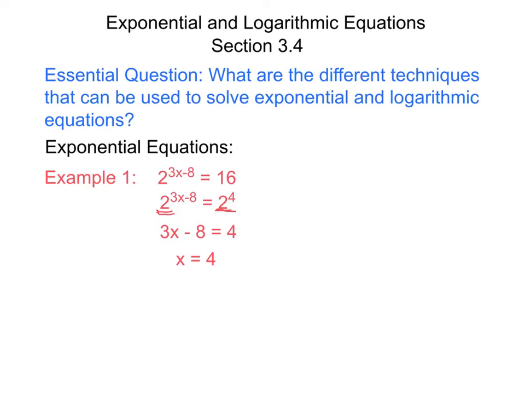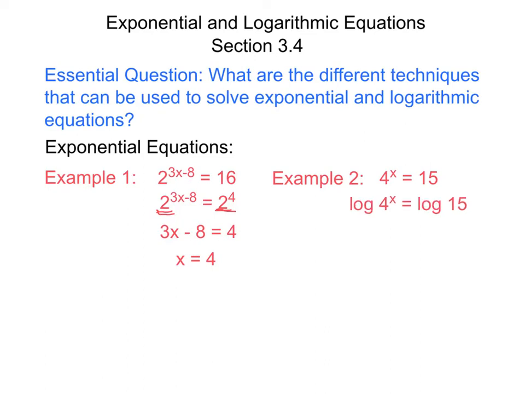So we have solved one type of exponential equation. Let's look at another example. Say I've got 4 to the x equals 15. Well, it's obvious that 15 is not a power of 4, so how are we going to approach this?